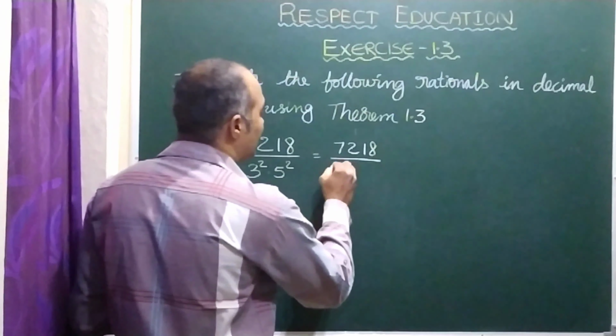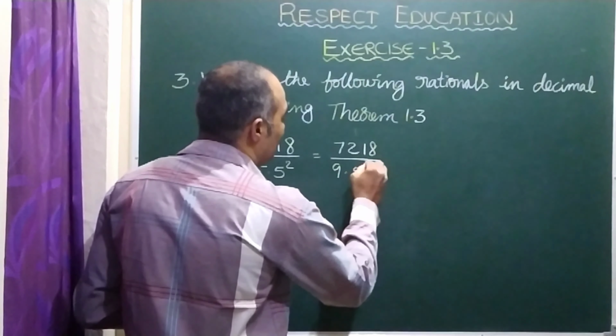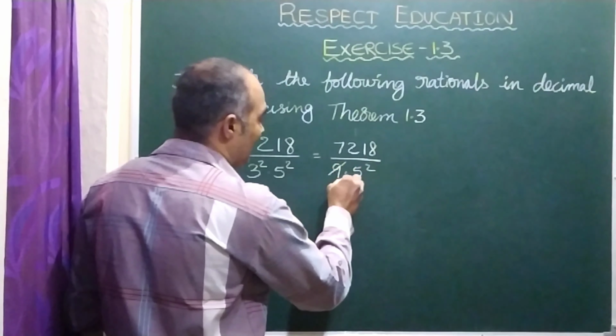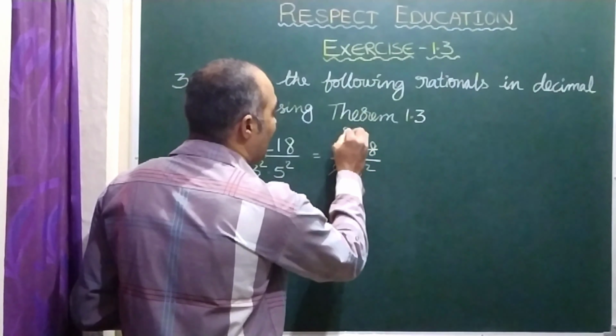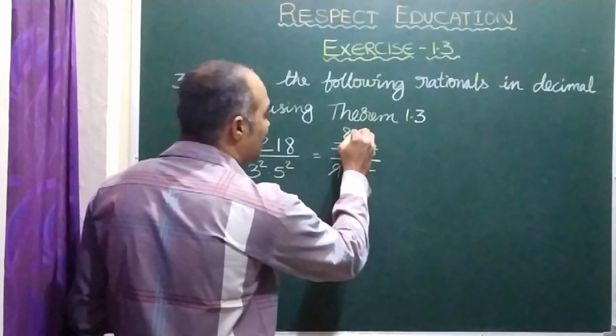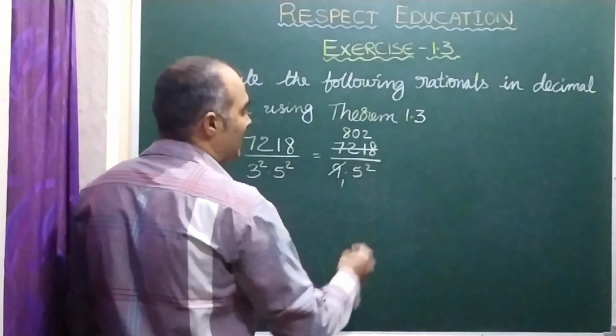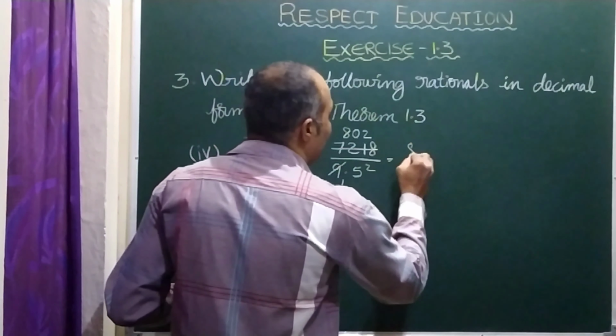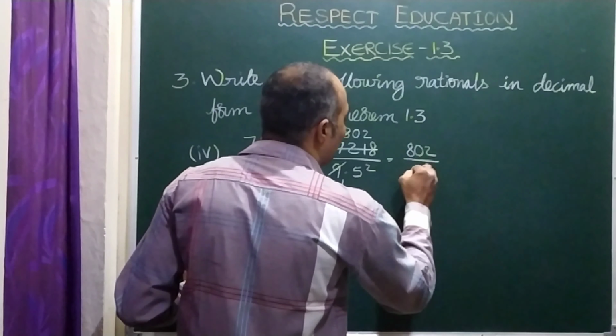3 square is nothing but 9, children. It is 5 square. So 9 1s are 9. 9 8s are 72. The next number is 1 smaller than 9. So study here 0. Again 9 2s are 18. So it is 802 by 5 square.